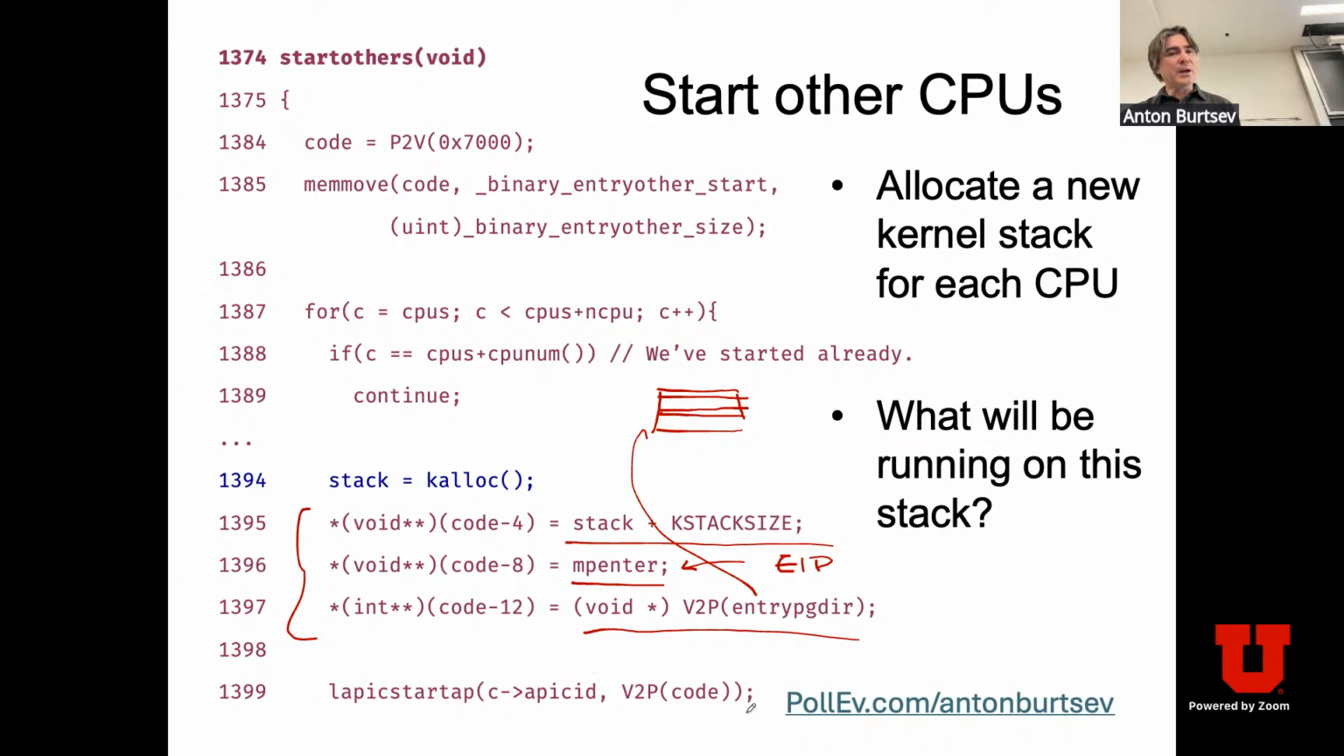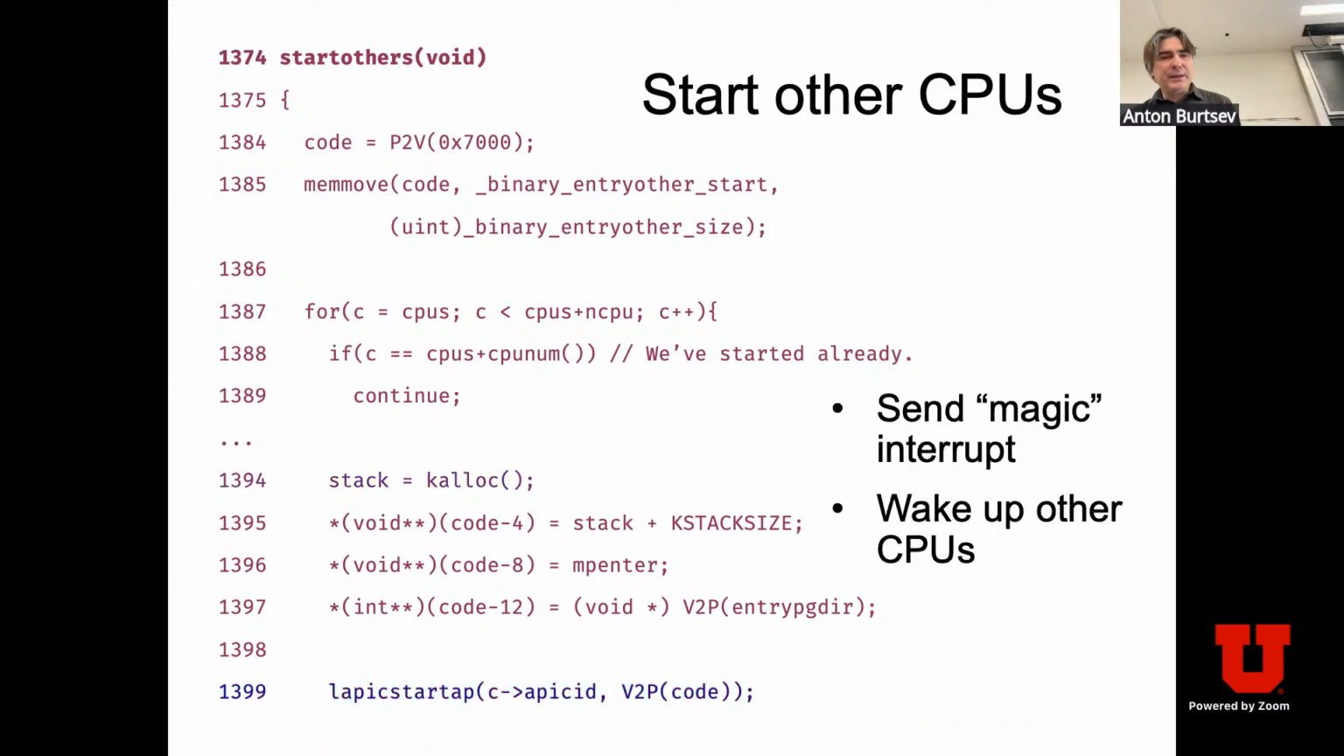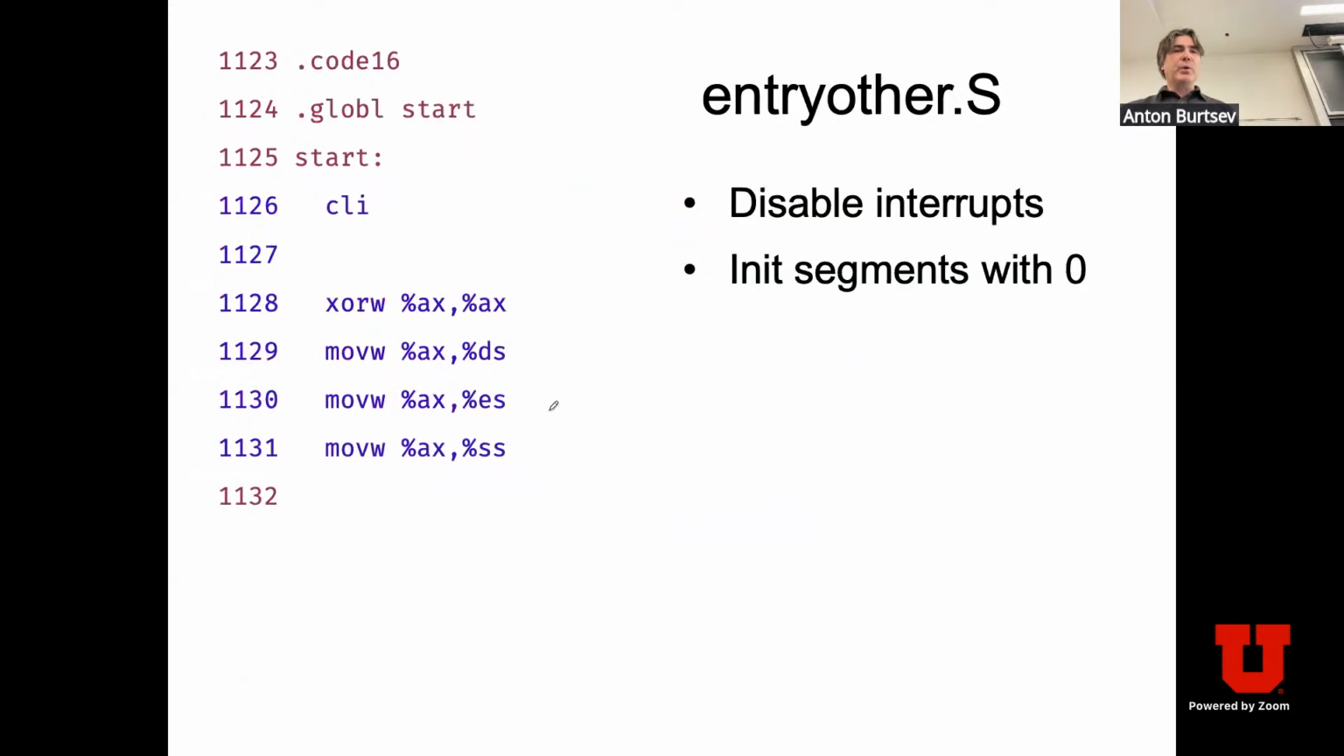So the entry code sits at 7000. We're passing this as an argument to this function, which sends this magical interrupt. And this magical interrupt just goes and wakes up the other CPU. So essentially, we do it one by one, in a loop, right? In the end, this is the function: send an interrupt, and a CPU is woken up at specifically this location. So this will be mapped at 0x7000 in physical memory.